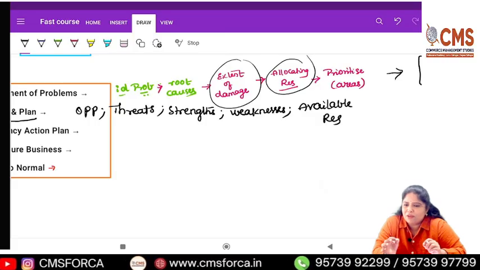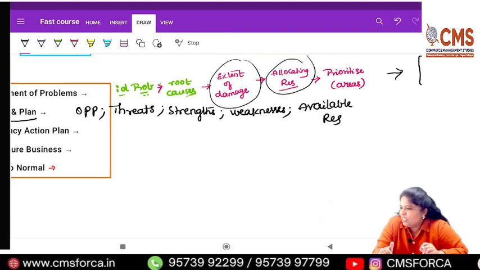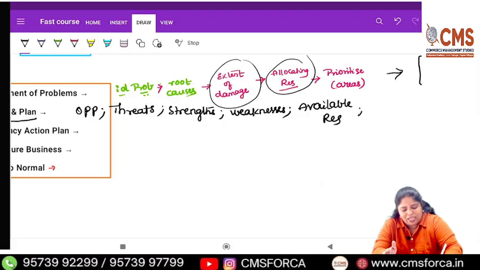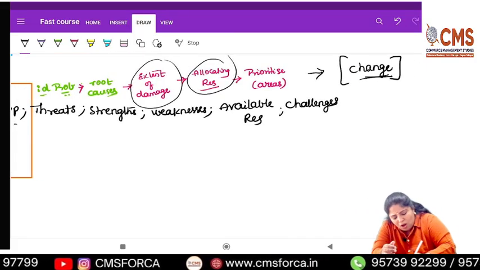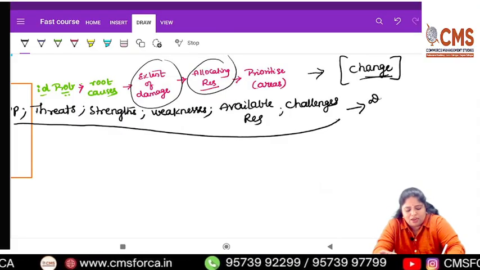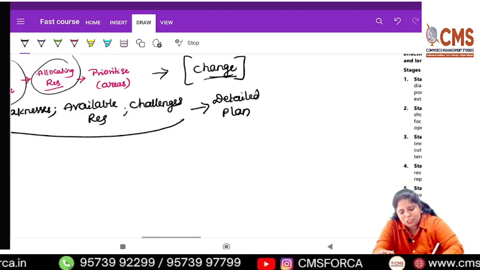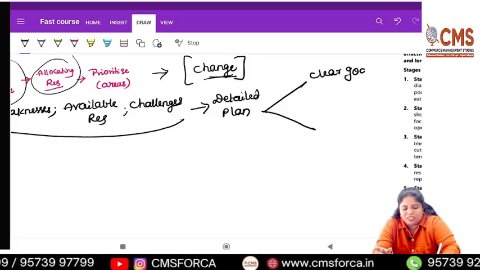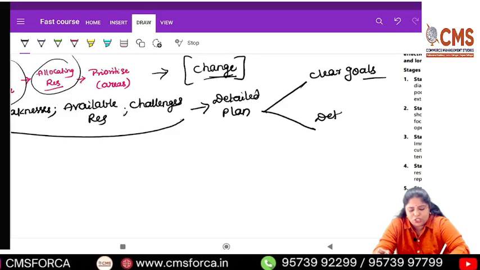Yesterday, I think if you remember, we focused on this point. You're planning for a change, but you should have enough resources. So, also analyze your available resources and try to see what are the challenges you need to encounter. And once all this analysis is done, then you can prepare a very detailed plan. But when you are making this plan, what you should be clear with is you should always make a plan with clear goals and detailed actions to be taken.